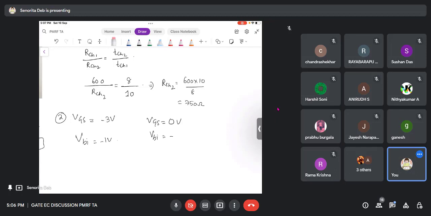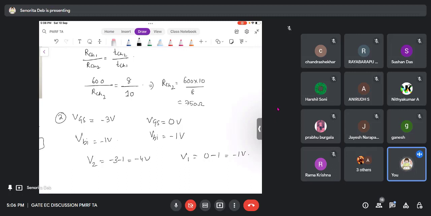What will be the total voltage therefore? So I am writing V2 as minus 3 minus 1, which is minus 4 volts. V1 is 0 minus 1, which is minus 1 volt. This is the total voltage. Don't subtract it and make it plus. The reverse biasing is increasing the depletion region, so the depletion width also increases with the increase in the reverse voltage. So minus 4 volts.